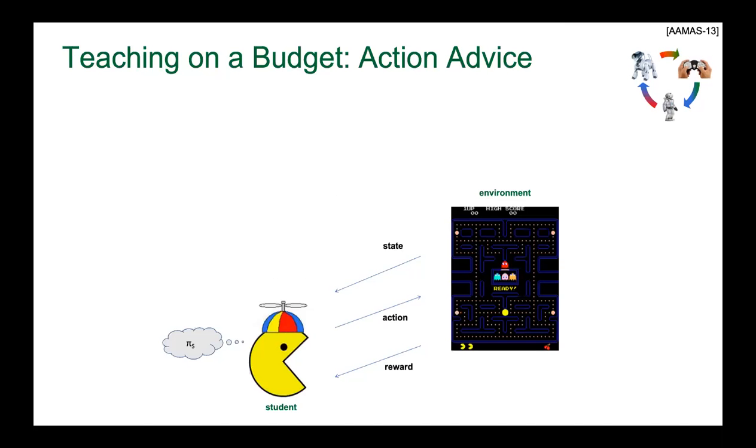So the setting I want to switch to is where I have a student, and that student is, in this case, playing Pac-Man. And in addition to the student, I also have a trained teacher, similar to what I was doing before with the demonstrations. But now the teacher has a budget. The teacher can only interrupt so many times.